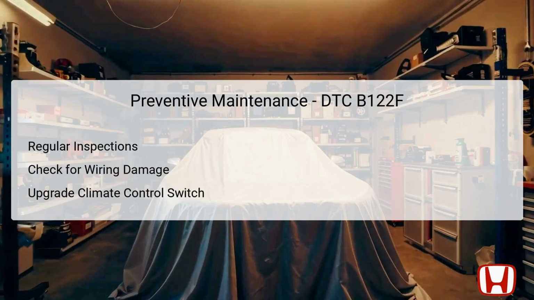Checking the wiring that connects the climate control switch to the climate control unit should be conducted routinely, especially in areas where there may be factors leading to wear or damage, such as exposure to moisture or heat. Upgrading the climate control switch or replacing it preemptively if it shows signs of age can also help in preventing similar problems. These preventive measures provide peace of mind and enhance the longevity of the vehicle's climate control functionality.